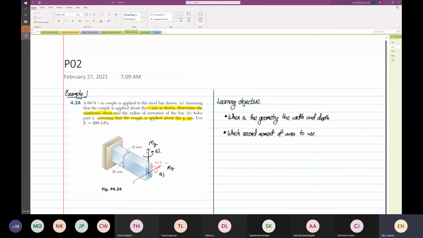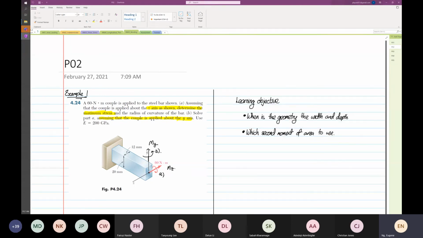Not like, okay, it's English. Width is always the width because it is the smaller dimension, and the deeper one is always the depth. That is not always true. So this is our learning outcome.